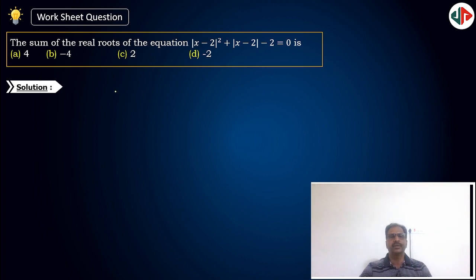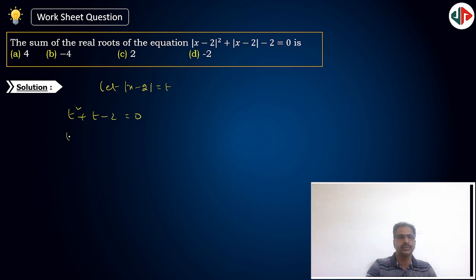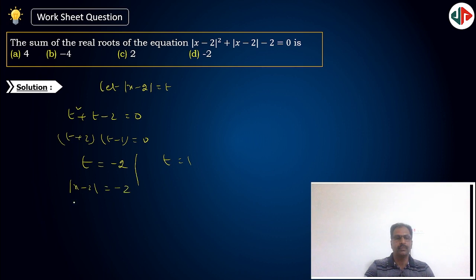Next, the sum of real roots of the equation. Take mod of x minus 2 is equal to some t. Then the given equation becomes t square plus t minus 2 is equal to 0. If you write factors, you get t plus 2 into t minus 1 is equal to 0. You get two values for t: minus 2 and 1. But what is t? Mod of x minus 2. Modulus can never be negative.